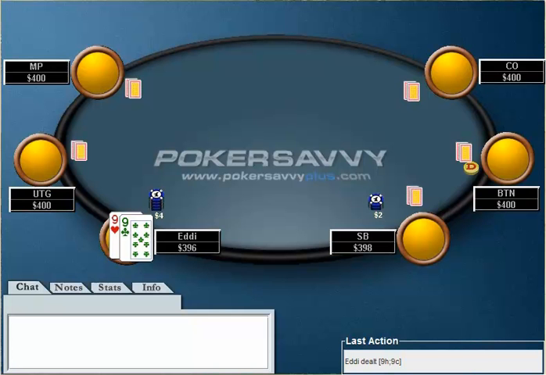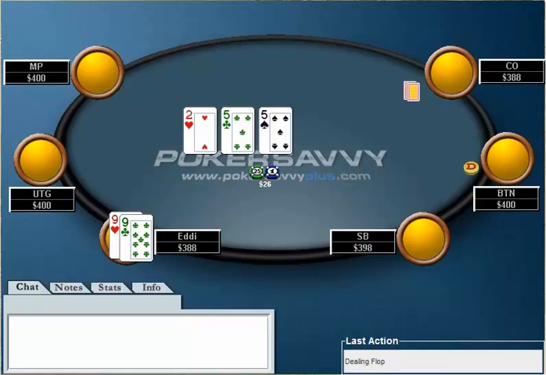Okay, so let's start. In this hand we have pocket nines, and the cutoff raises, and we call. The flop is 2-5-5, so we're pretty happy since we beat his continuation betting range, and he's going to bet a lot of hands on this flop. So we check, he bets, and we call. It should be fairly obvious why we're calling instead of raising.